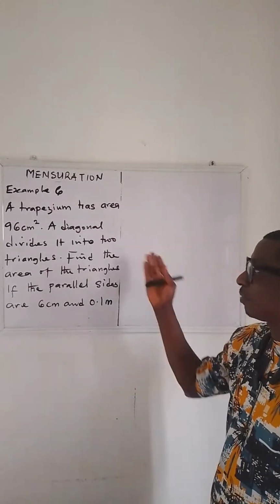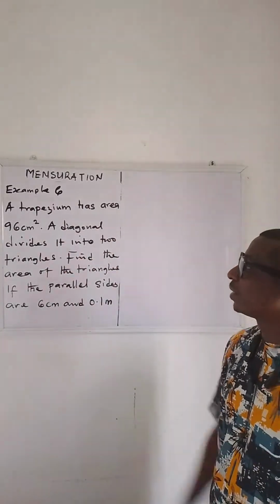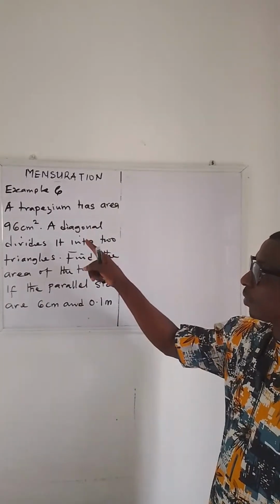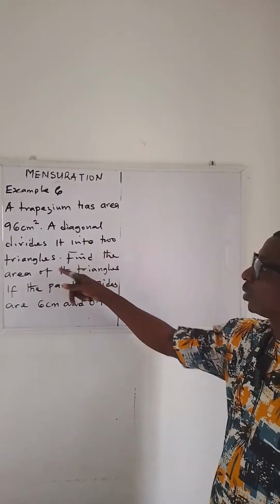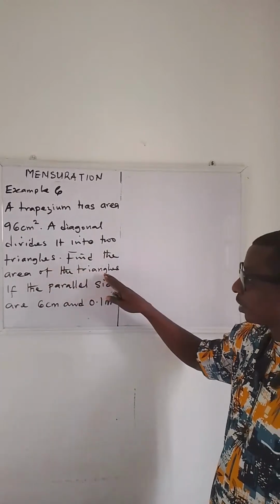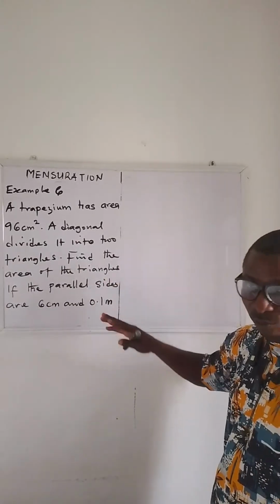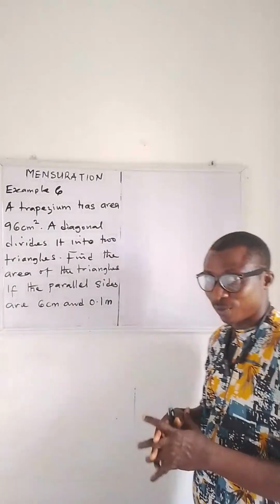So a trapezium has an area of this. We have been given the area. There's a diagonal that divides the trapezium into two triangles. So the question now is we have to find the area of the triangle. So that's what we want to do now. So how do we go about it?